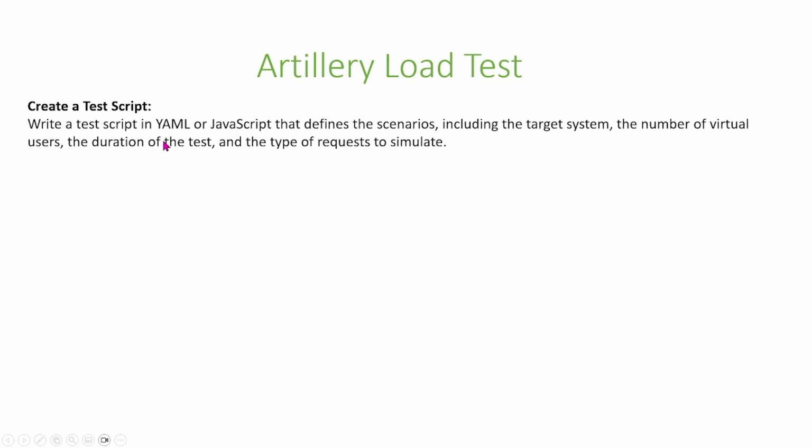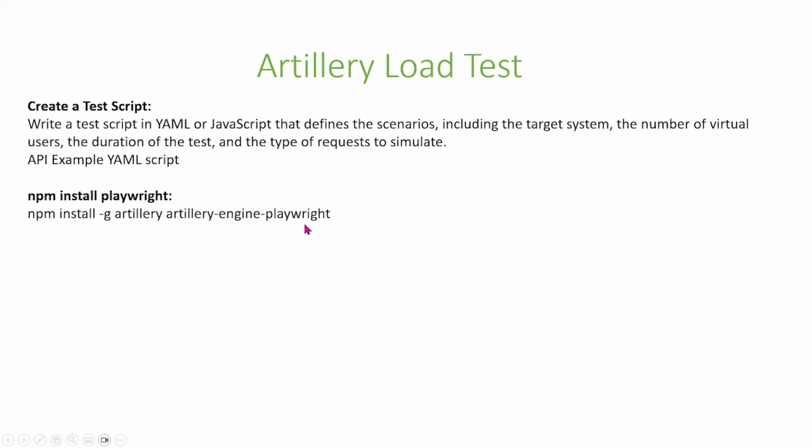So creating a test script. So first, to write a test script in YAML or JavaScript, we need to define the scenarios, including the target system, the number of virtual users, the duration of the test, and the types of requests to simulate. And we'll show you an example of an API example of the YAML script later. And then we also have to install, using npm, Playwright, and we have to install the engine for Playwright as well. And then using that, we can run a user interface YAML user interface load test. And we'll show you an example of a user interface YAML script as well.